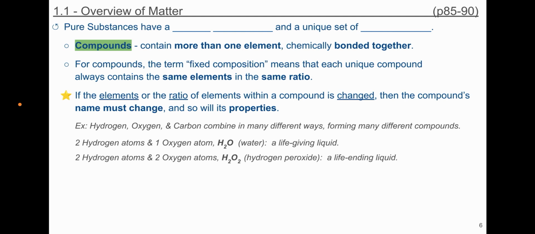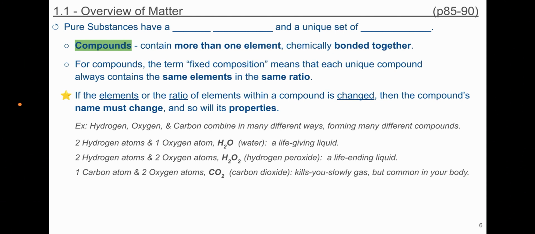Now, if we change that formula a little bit, 2 hydrogen atoms and 2 oxygen atoms, now we're talking about something entirely different, hydrogen peroxide. And if you know anything about hydrogen peroxide, it's used to clean up cuts and scrapes. And it does that by being very good at breaking down cells, and it kind of ends the life of a cell rather quickly. So just a small change in that formula, and now instead of a life-giving liquid, it's kind of a life-ending liquid.